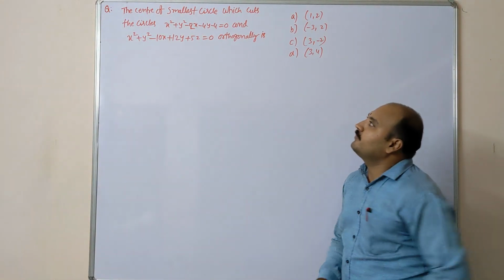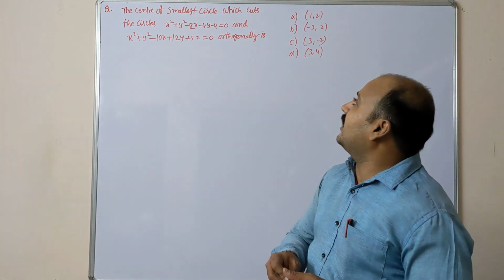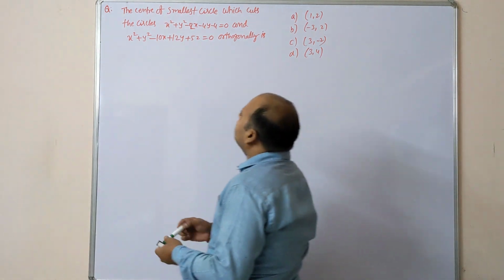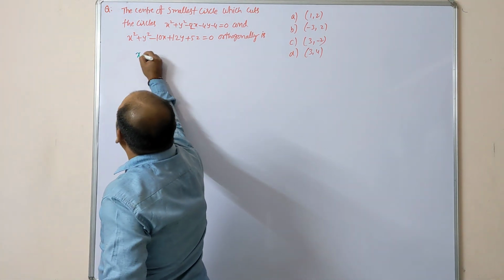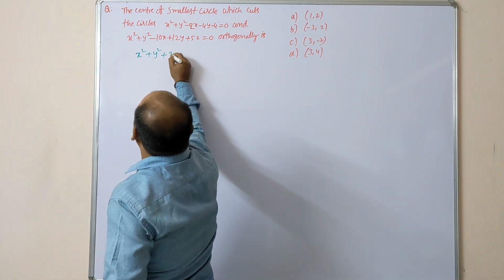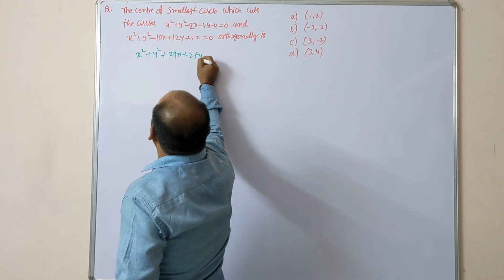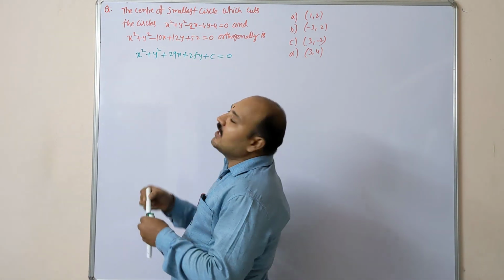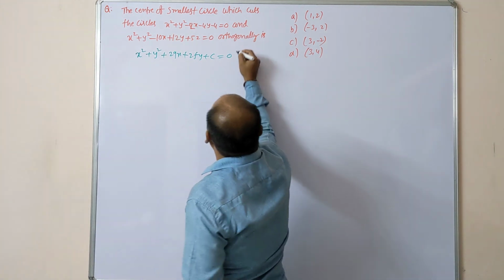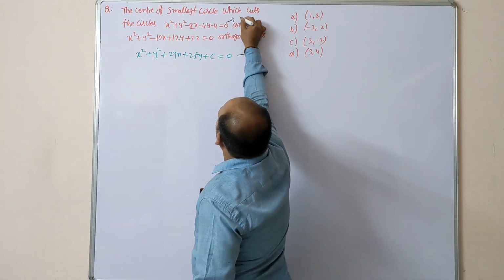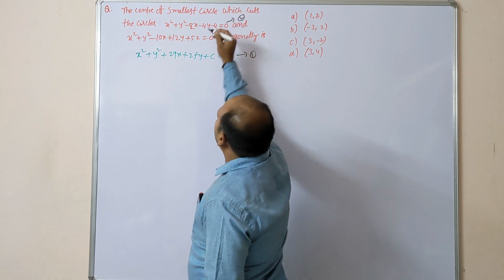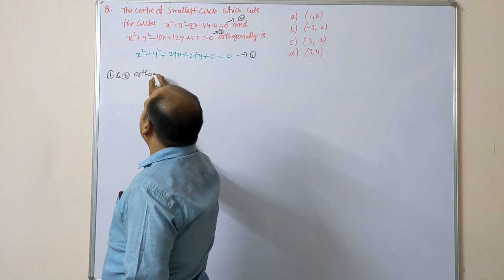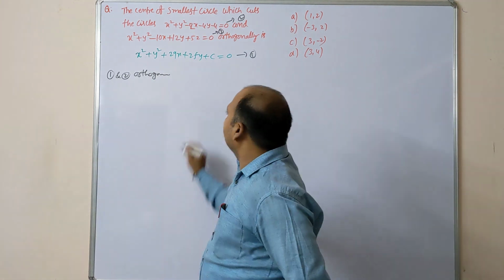The next question: the center of the smallest circle which cuts the circles orthogonally. So the required circle, we can take as x square plus y square plus 2gx plus 2fy plus c equals 0. This circle and the given circles cut orthogonally. So equations 1, 2, 3. So 1 and 2 orthogonal. Orthogonal means you know that condition, dear students.